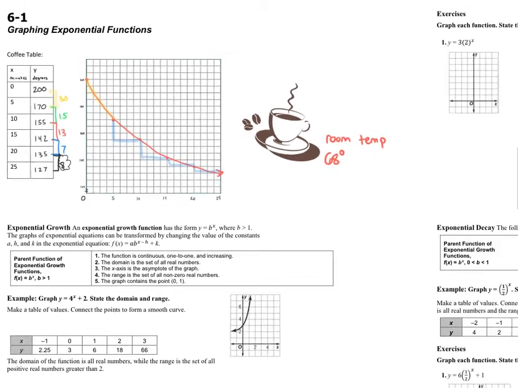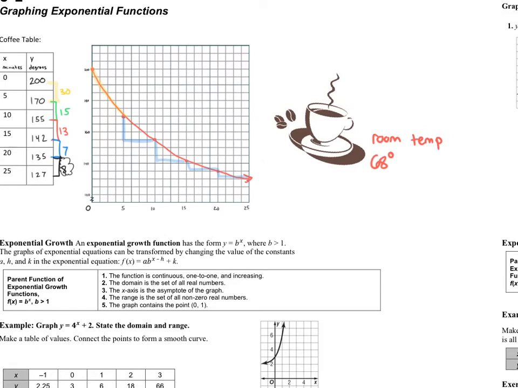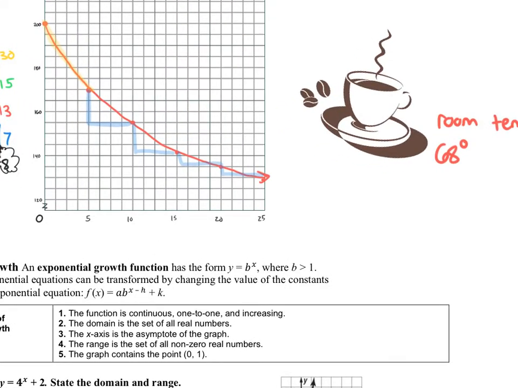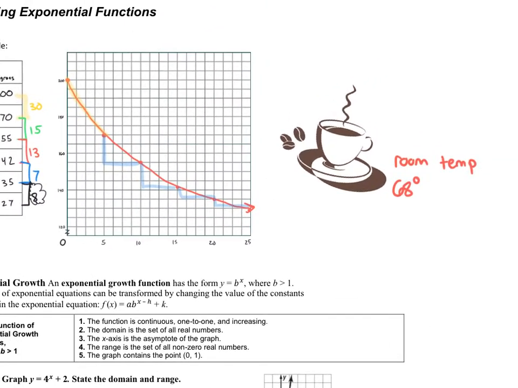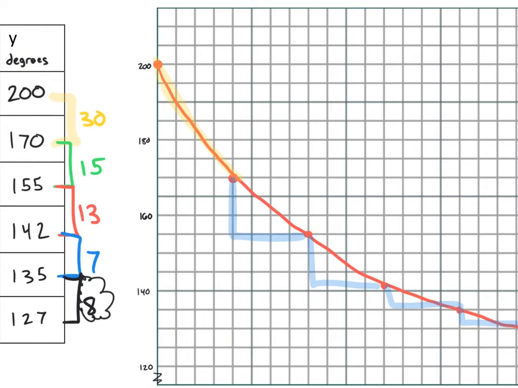And this curve actually, if we were to zoom out and make our graph larger, would drop all the way down to room temperature at 68 degrees. Now, it would take it a very long time to do this. And I don't know if you've ever interacted with coffee or another liquid that's cooling. It does stay a little bit warmer than room temperature for a very long time, but it also loses a lot of its heat right away.